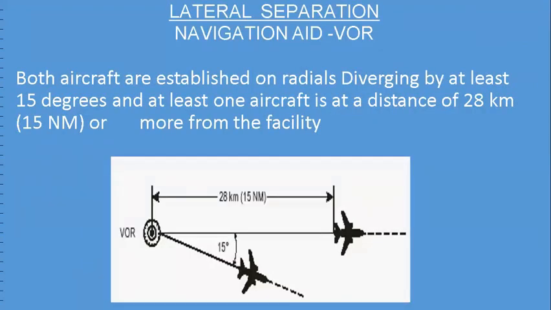Lateral separation based on navigation aid, VOR. Both aircraft are established on radials diverging by at least 15 degrees, and at least one aircraft is at a distance of 50 nautical miles or more from the facility. If both aircraft are within 50 nautical miles of the facility, then only vertical separation will apply.